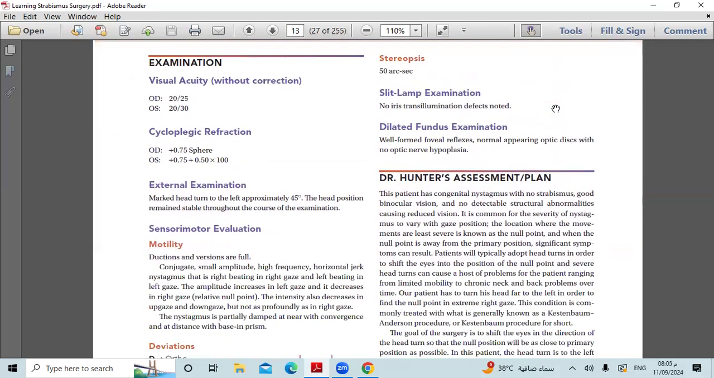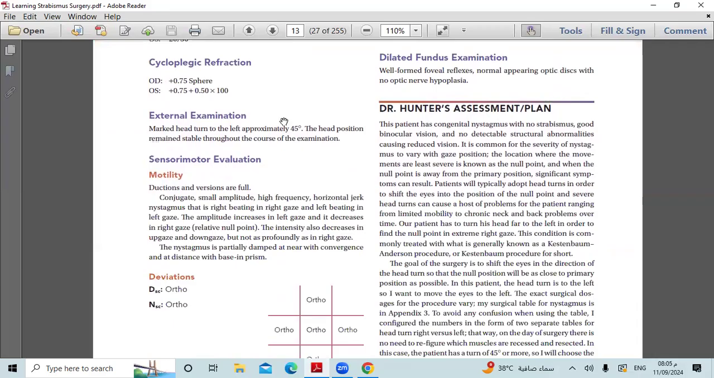Okay, before we go to the assessment, first of all, here they talk about motility, and there are a lot of characteristic points about congenital nystagmus here. Dr. Muhammad, do you want to comment here, please? Yes. When you are describing the nystagmus, you should mention a lot of things.